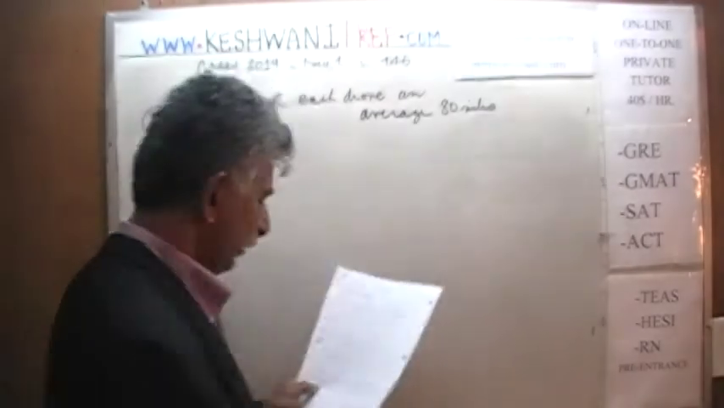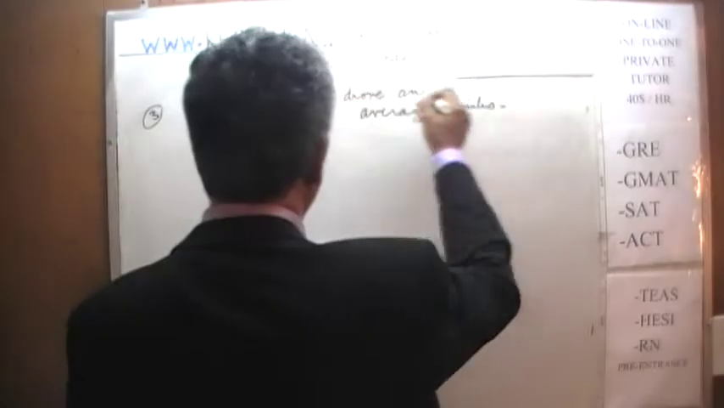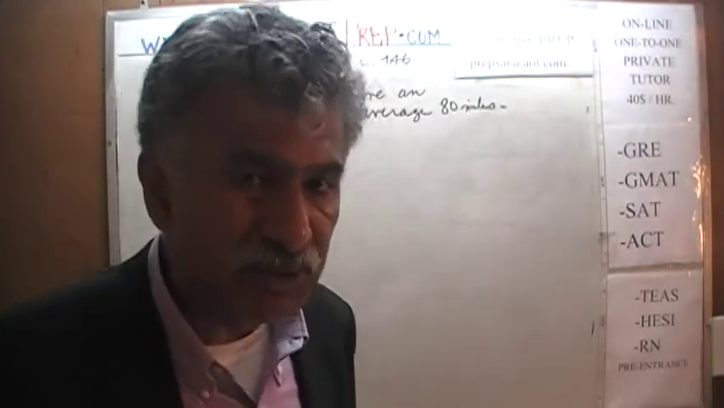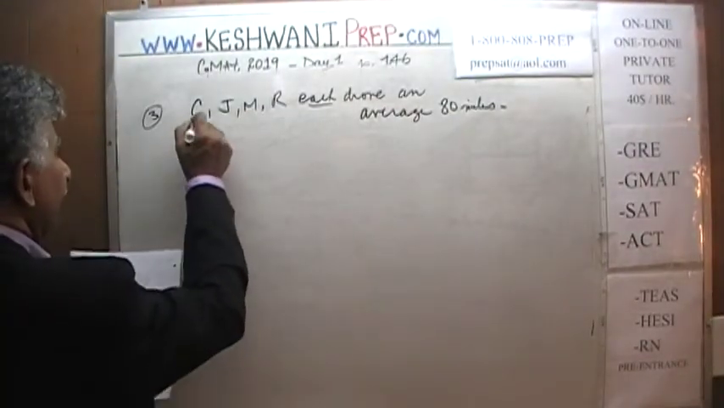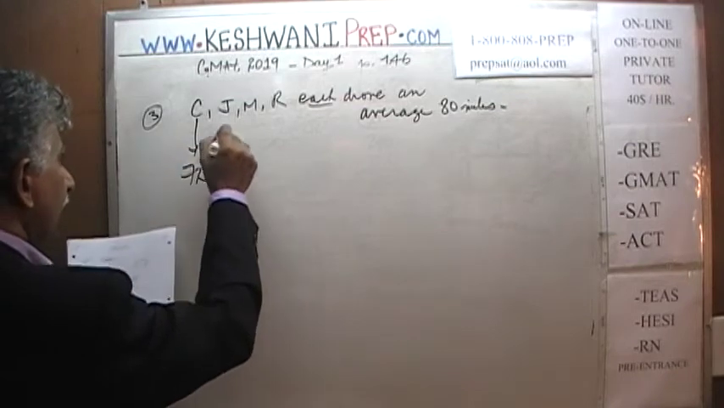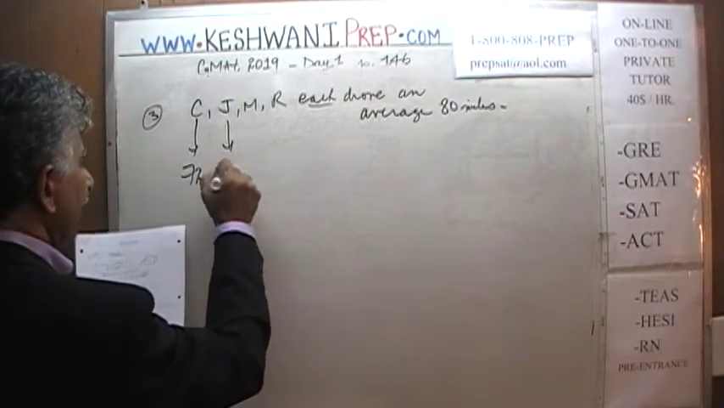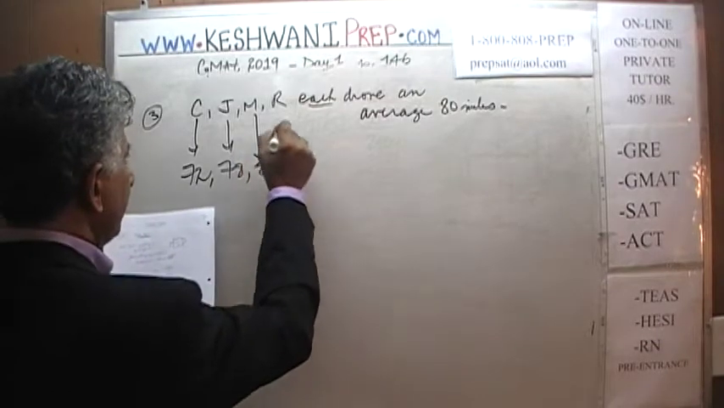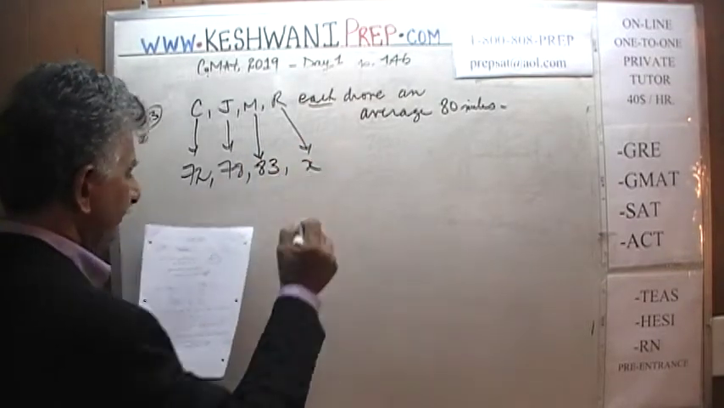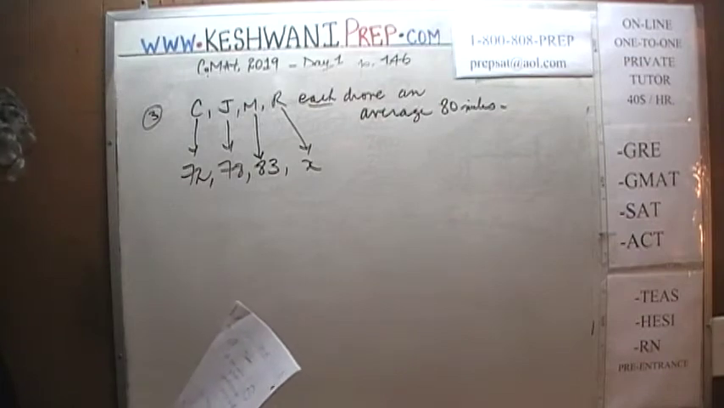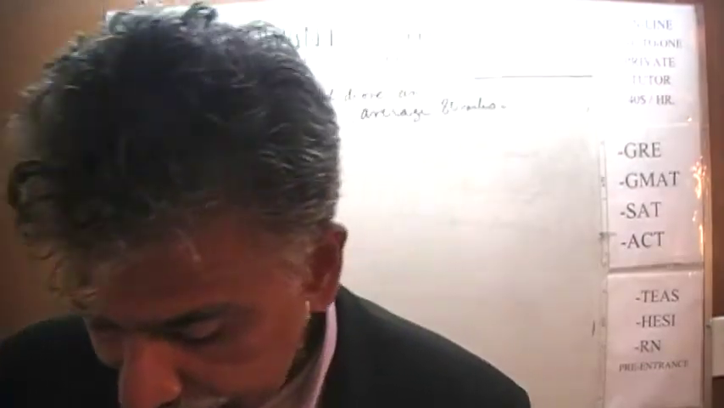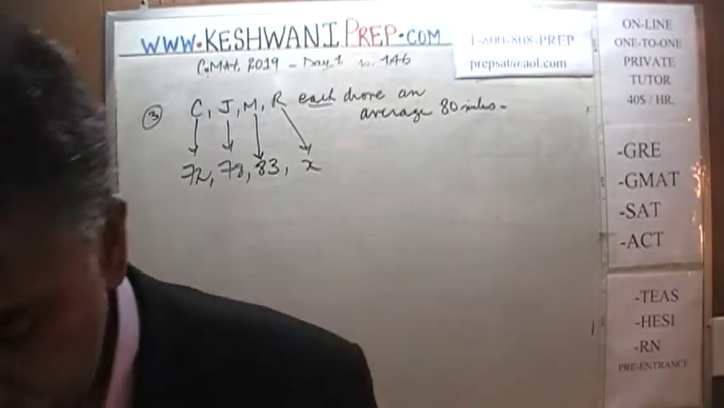You shouldn't have to repeat 80 miles each, because I use the word each here. The actual number of miles that each person drove is this. I'm just going to line them up. 72 miles was driven by C, 78 miles were driven by J, 83 miles were driven by M, and let's say X miles were driven by R. And the question simply is, how many miles did R drive, given the fact that on average they all drove 80 miles. That's the average distance driven by each of these persons.